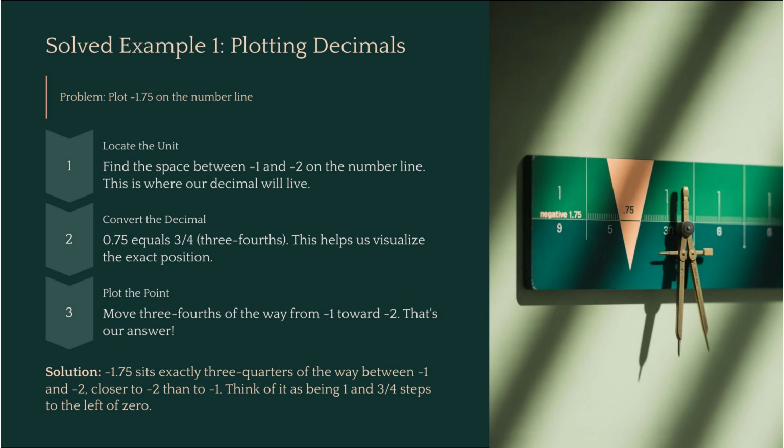Decimals are often easier to plot. In example 1, we plot -1.75. We know this number is between -1 and -2. Since .75 is the same as 3/4, we just move 3/4 of the way from -1 toward -2. It's almost at -2, but not quite.